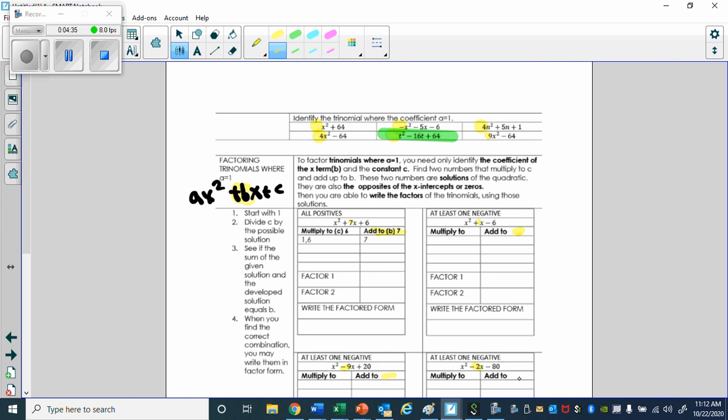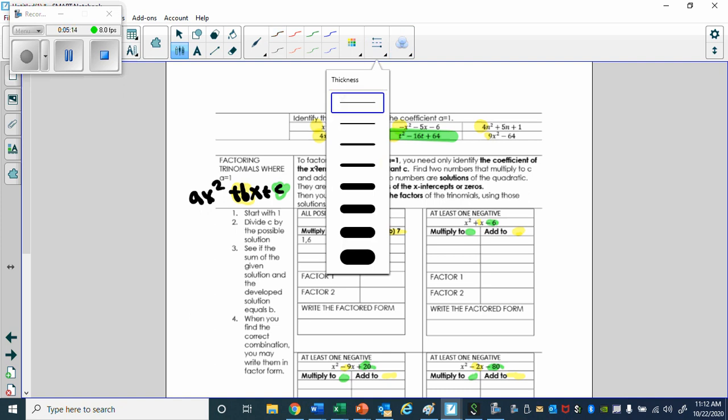We're looking for 2 numbers that add up to 7, and they multiply to our c term. So that would be 6. I'm going to write that here. -6, I'm going to write that here. 20, I'm going to write that here. And -80, I'm going to write that here. Okay? The only thing that you need to remember after this is that if we're dealing with all positives, we don't have to worry about negative numbers. But when we're dealing with at least one negative, we have to worry about negative numbers. And you'll see that when we go through the steps here.